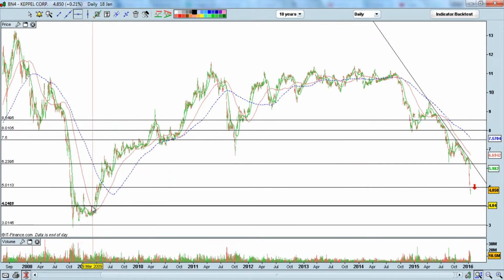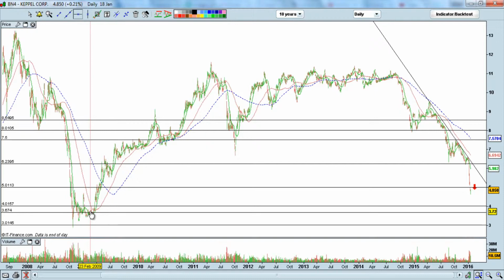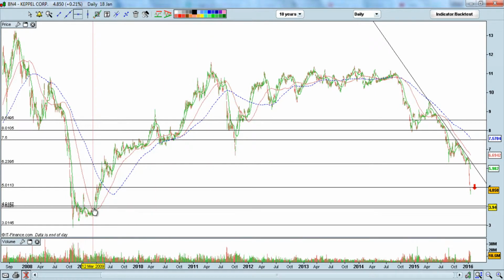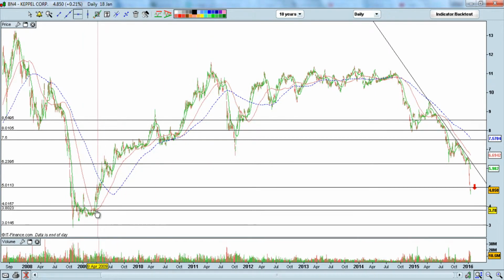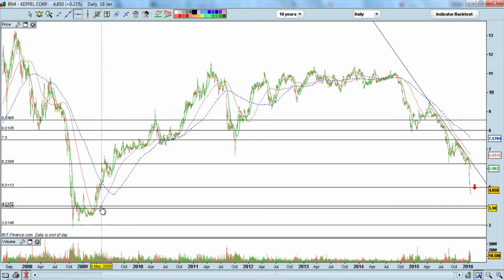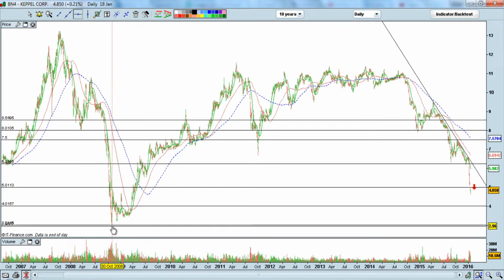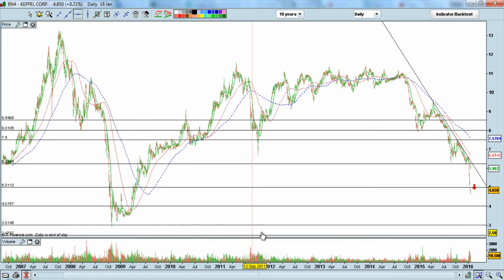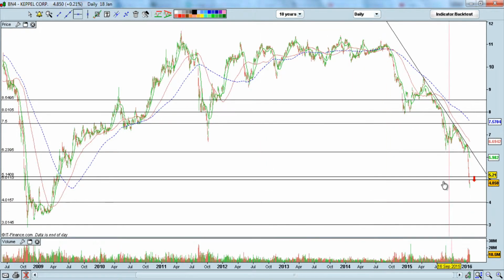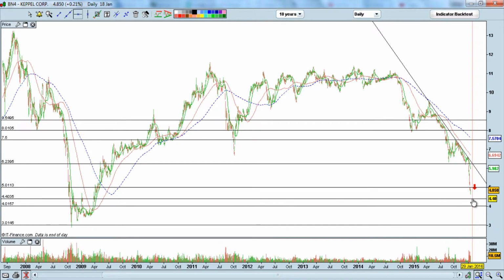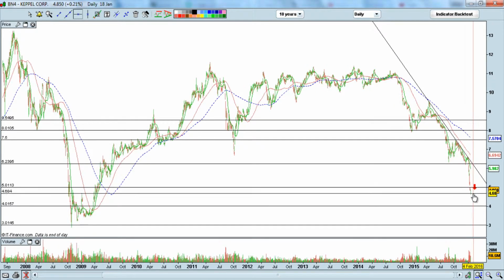So $4 was the low we saw in 2009, so we can use that as a gauge, as $4 was one of the resistances in 2009. And if the $4 does not hold as well, we can see it go back down to the $3 mark. $3 was the ultimate low we saw in 2008 and 2009. So that's the level we would need to take note of. Currently the trend is still down, especially if oil prices are still falling. So we need to be careful.